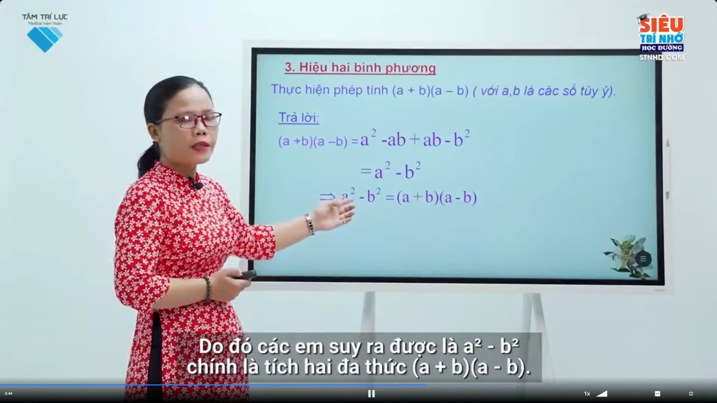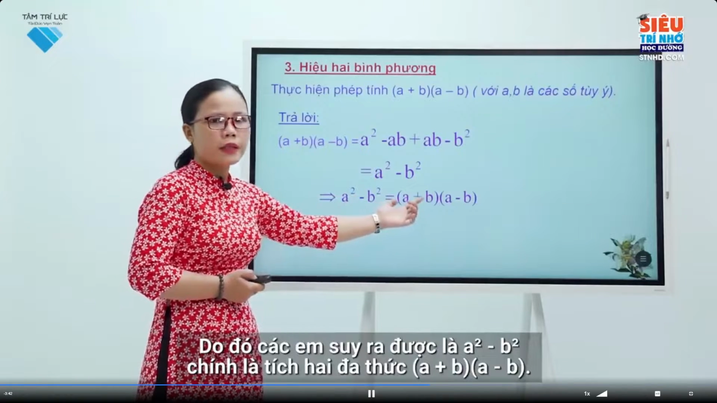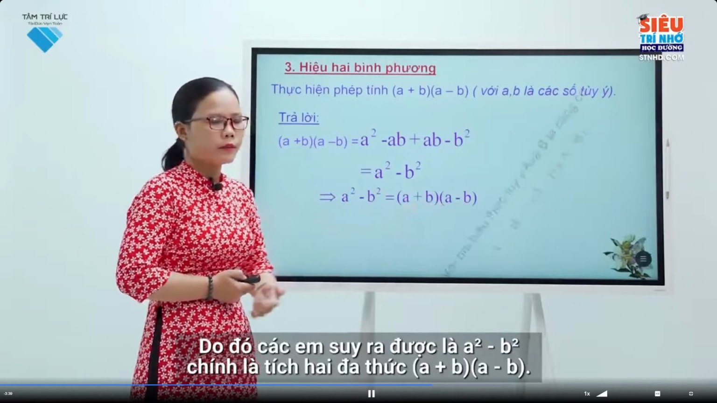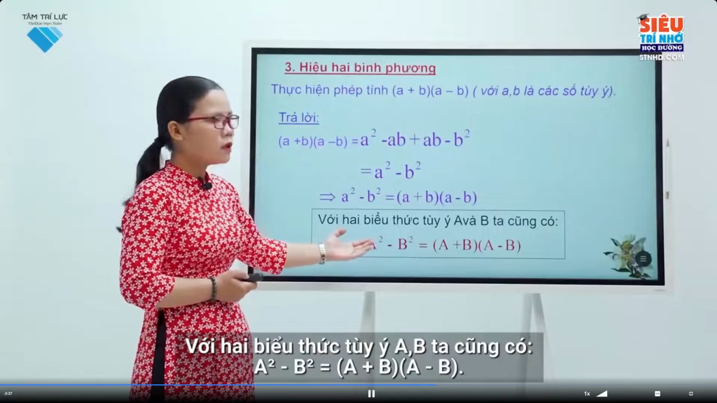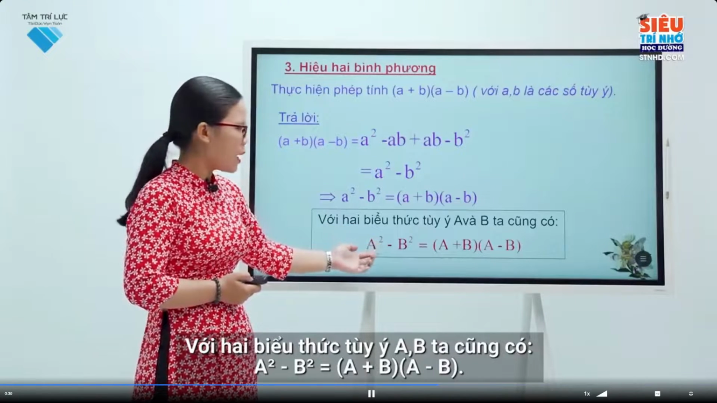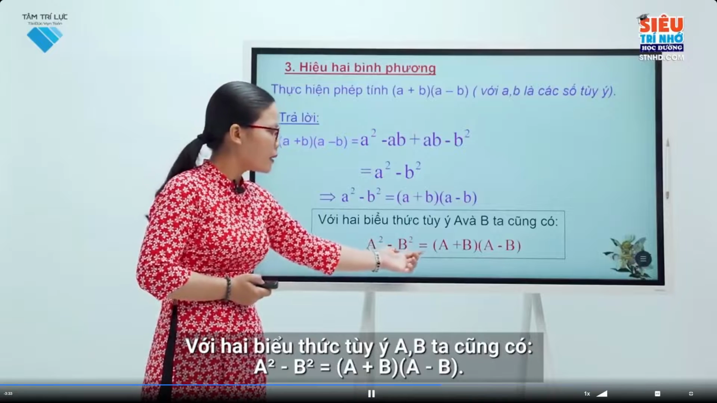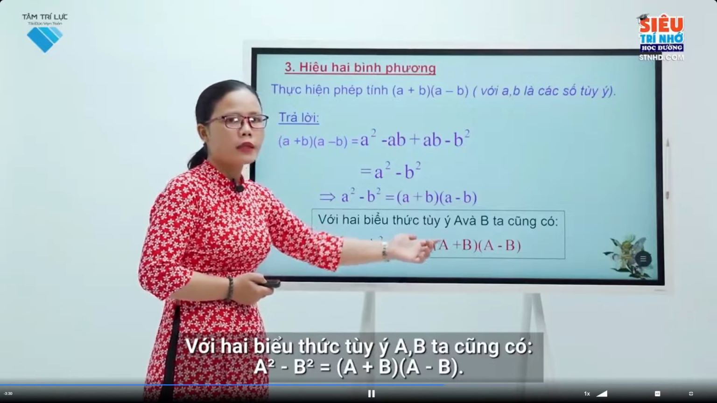Therefore, you can deduce a squared minus b squared is the product of two polynomials, (a + b) times (a - b). With two arbitrary expressions, a and b, we also have a squared minus b squared equals (a + b) times (a - b).